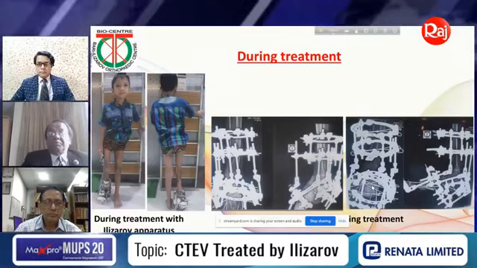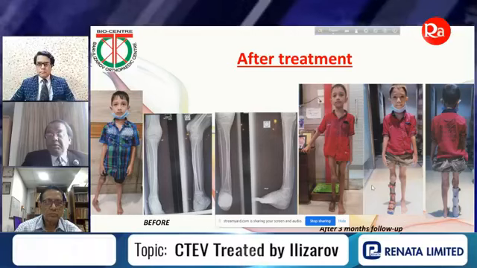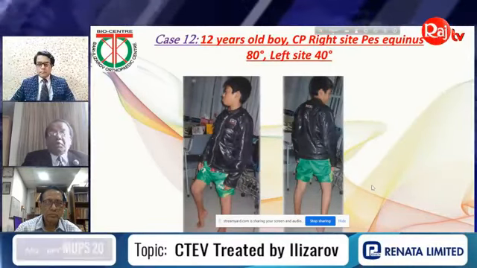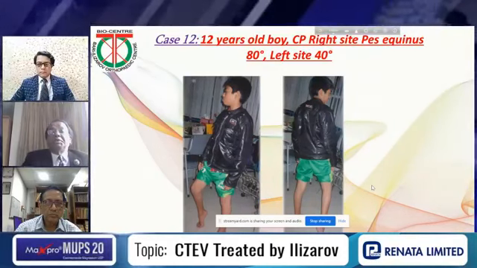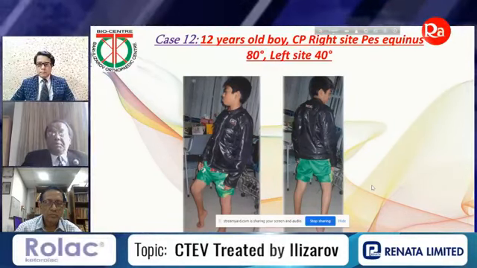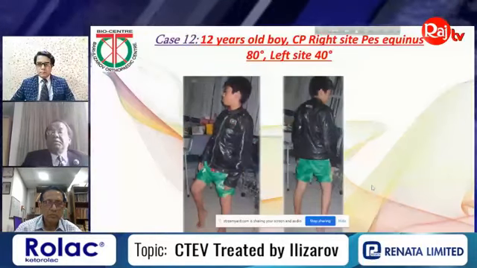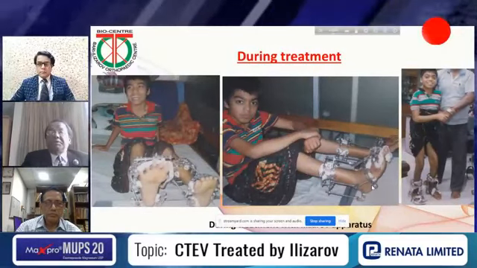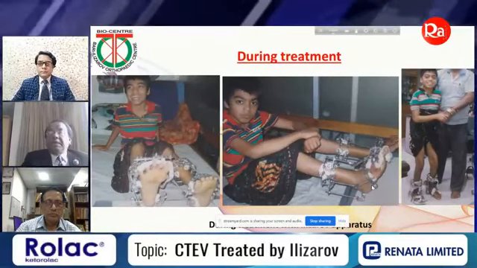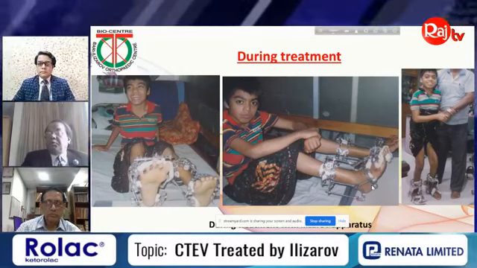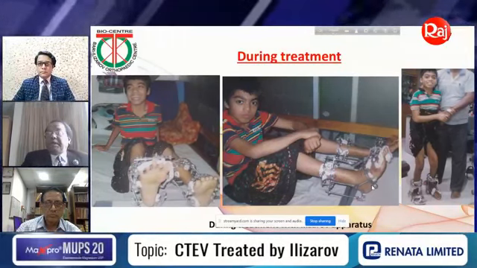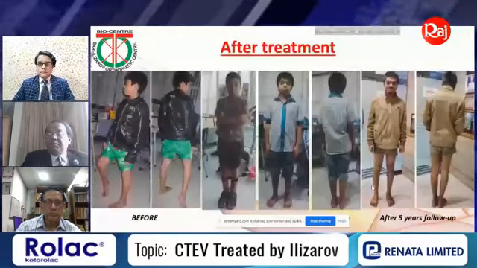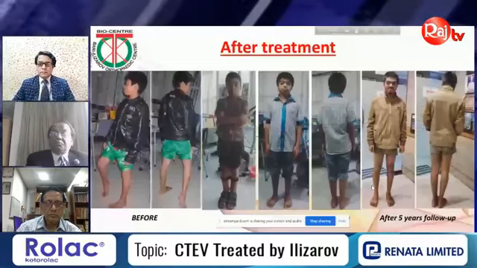This is treatment with the Ilizarov apparatus. Now, only the follow-up after 3 months, you can see. This is the right side past equino cavus. This is the sequelae of CP. Just see here, friends, 80 degree past equino cavus, left side 40 degree. He came to me, I did the Ilizarov surgery and a little bit of tendo Achilles. 5 years follow-up, you can see from this side, CTEV, from this to this side.